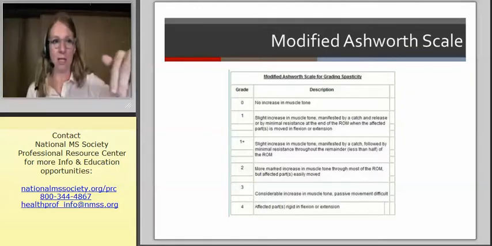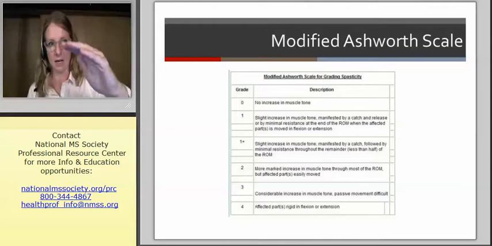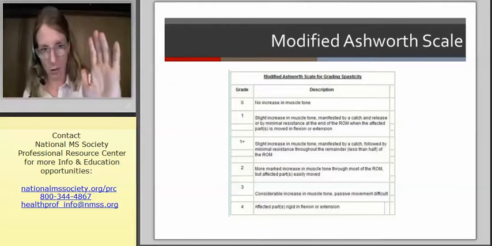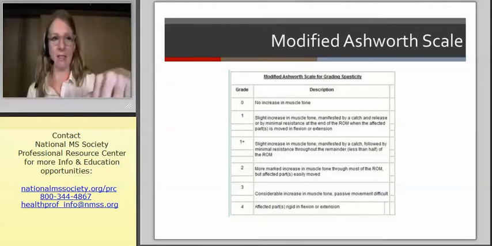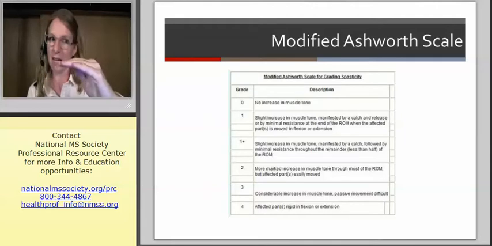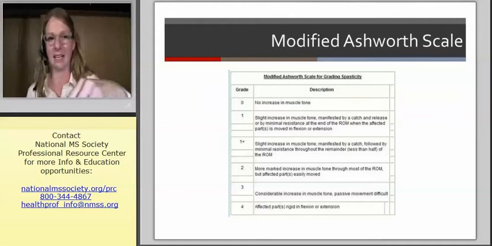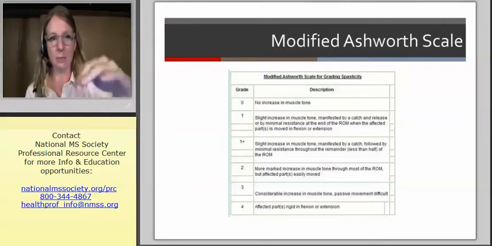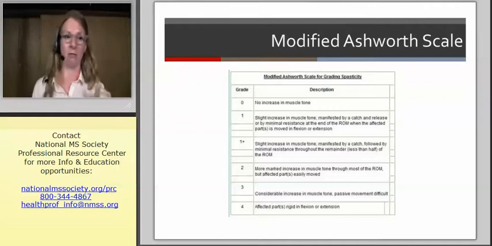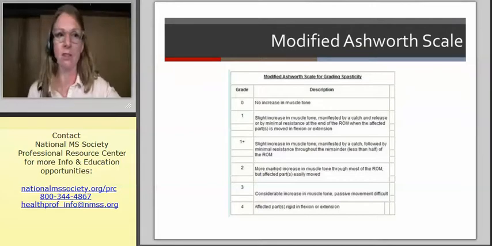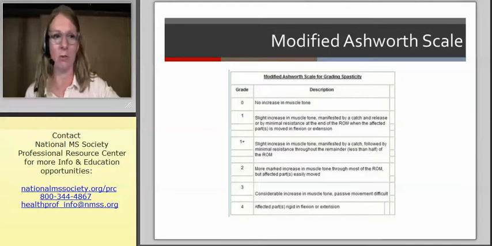2 is a marked increase, so as you're moving through, it's tough, but you can get through the whole range. 3 is, man, you are cranking on that to try to get to end range. If you quick stretch, you definitely can't get there. And a 4 is pretty much rigid, and I know we've all run into a few 4s, especially in the ankle. So that is the Modified Ashworth scale. Again, it's subjective. It's like strength testing, and it takes practice to feel different people with tone. So take that out there and play with it.